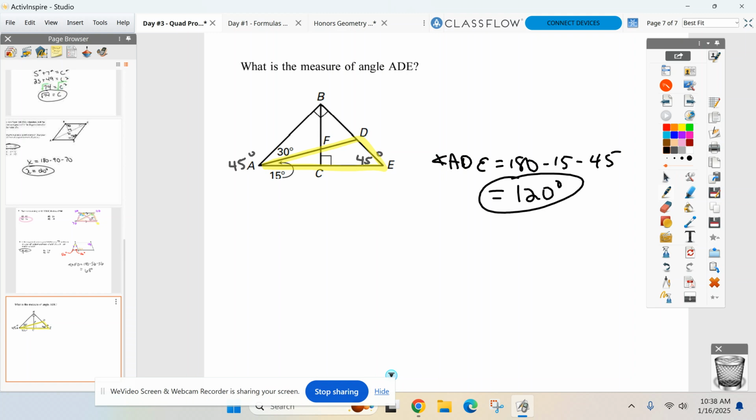Now, do you have to get it that quick? No, nobody's putting a time crunch on you there. It doesn't matter how you get it as long as we end up with 120. Maybe you found a couple other angles. Maybe you found that angle and did supplementary there or vertical. Okay, other different ways.